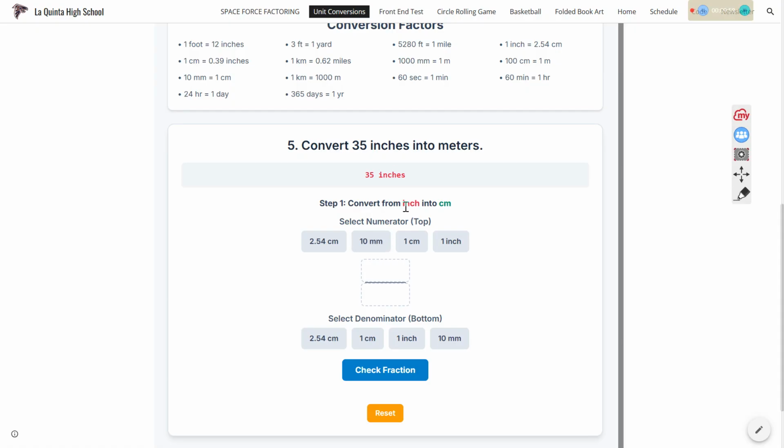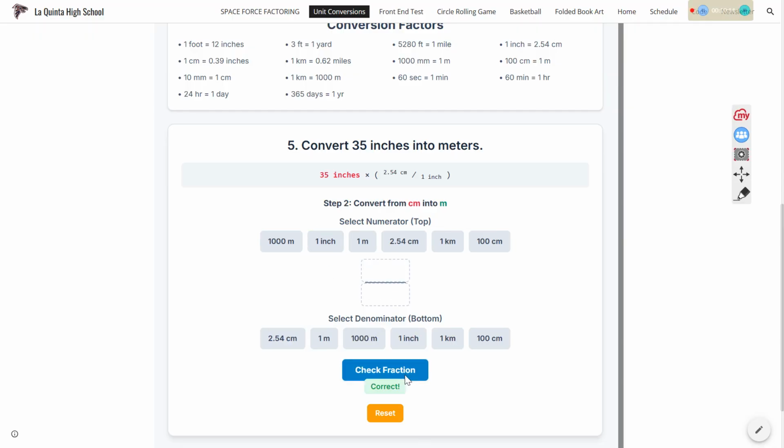So we're gonna go from inches to centimeters, and I see I have this one right here. So again, I'm going from inches, so the inches should be on bottom, and because it's 2.5 centimeters, I'll put that on top. If we hit check fraction, we see we have the first part.